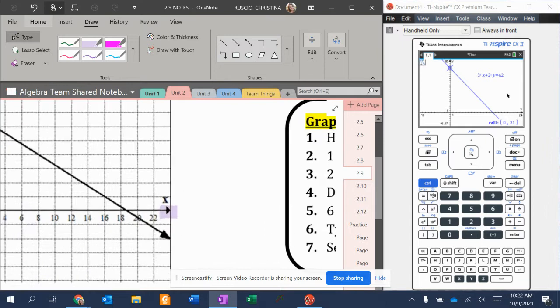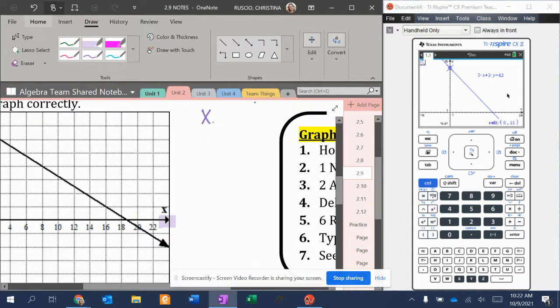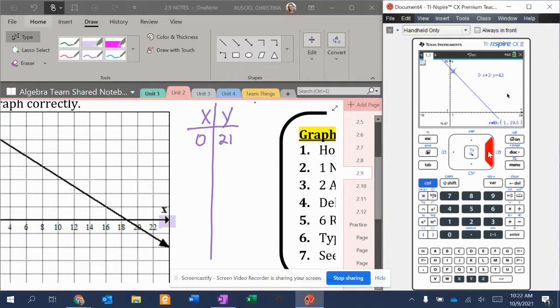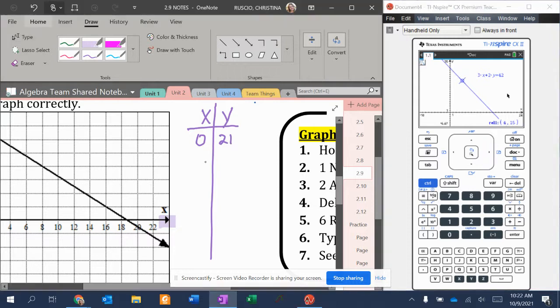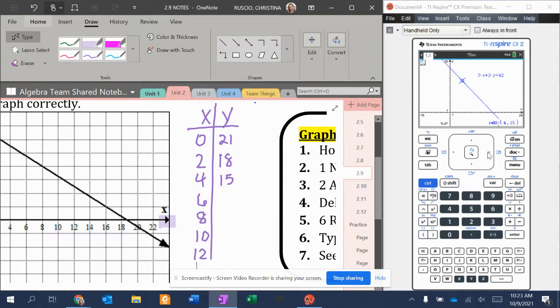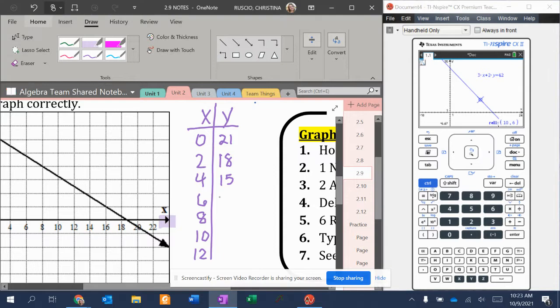So what I'm going to do, because in order to create a great graph, we have to create a great table of values, I am going to put all these points in my table. So 0, 21, 2, 18, 4, 15. Looks like we're counting by twos to kind of get to where we need to be. So let's see what this pattern is. You probably have spotted it already. 12, 9, 6. Okay, so we're going down by threes.